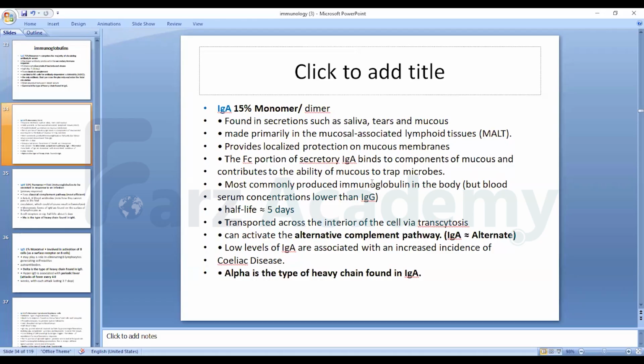Low levels of IgA are associated with increased incidence of celiac disease. So this you have to remember, this question has come that low IgA level is associated with celiac disease. Alpha is the type of heavy chain found in IgA.